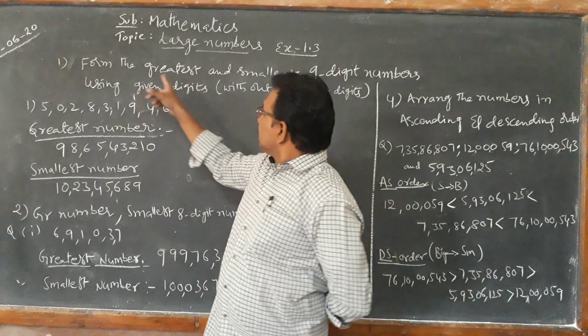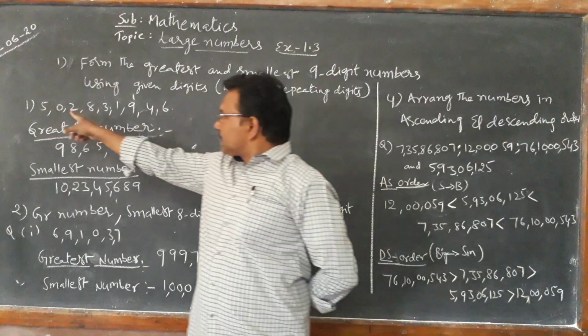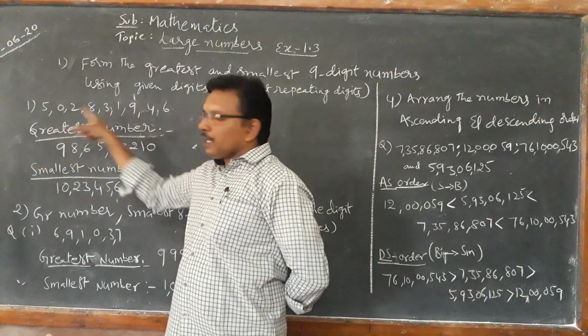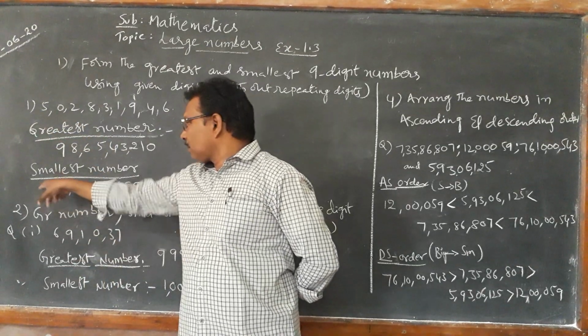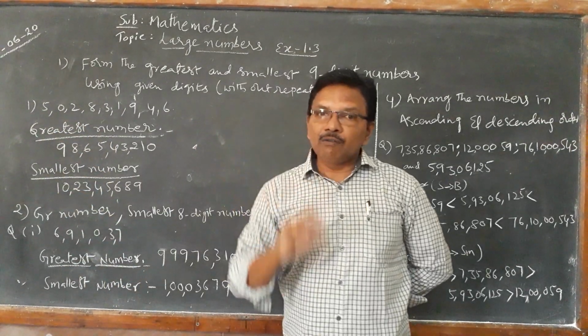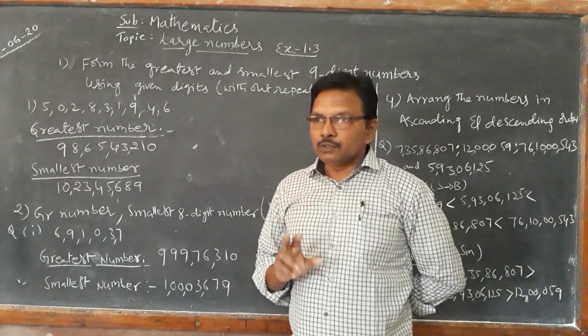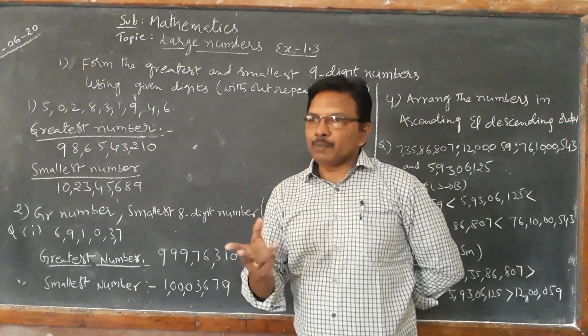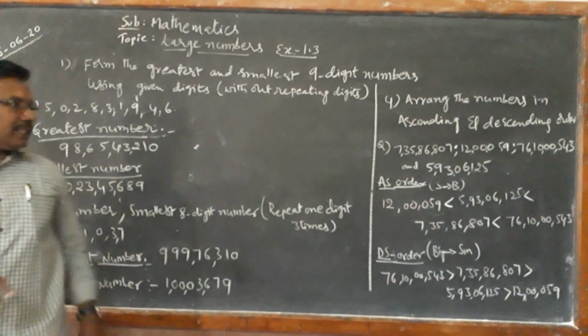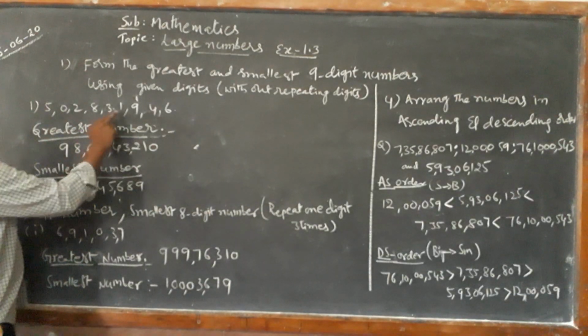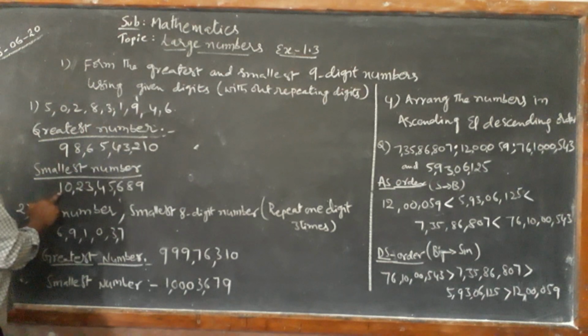So here we need 9 digits, including this 0. Here the given digits are 9. You also include that 0 in your number. If you write starting with 0, that is uncountable. So don't start with 0. It should come in the next place. What is the next smallest digit other than 0? 1. So take 1 first.